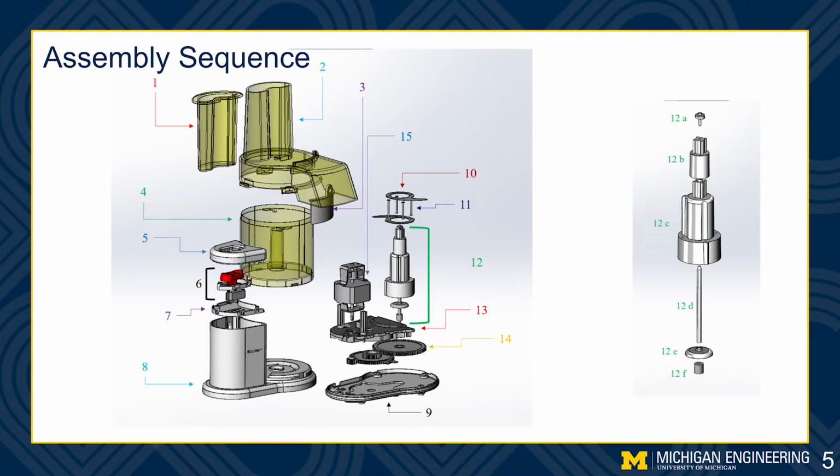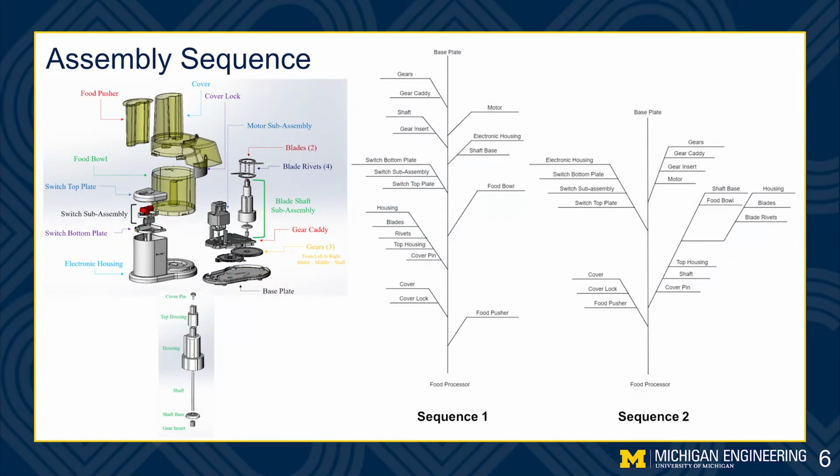On the left is an exploded view of the entire food processor, and on the right is an exploded view of the blade shaft subassembly. The numbers shown in the diagram represent the order listed in the bill of materials, which is covered later in the presentation. Here are two possible assembly sequences with another exploded view to help guide through each component.